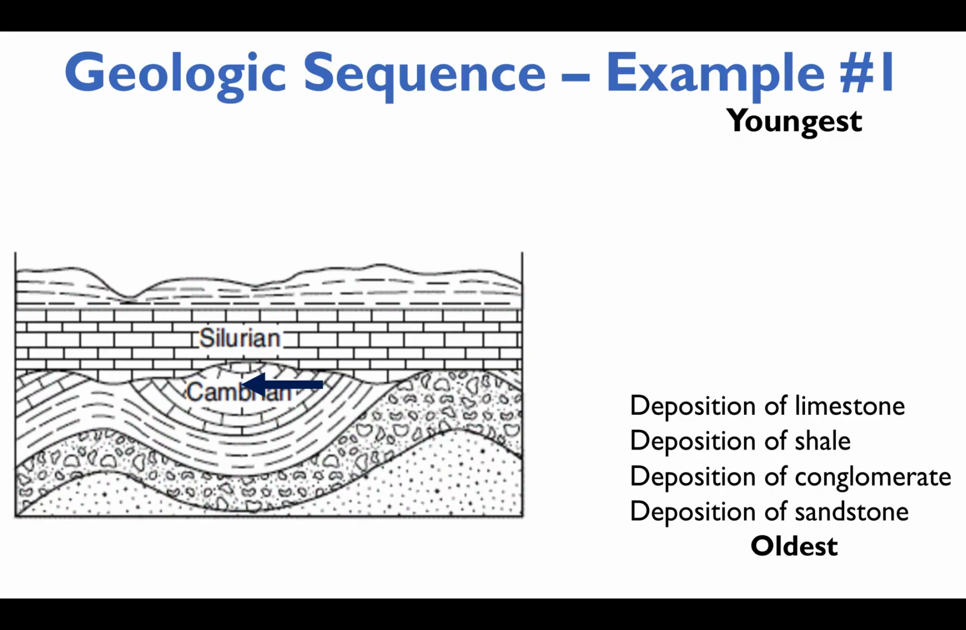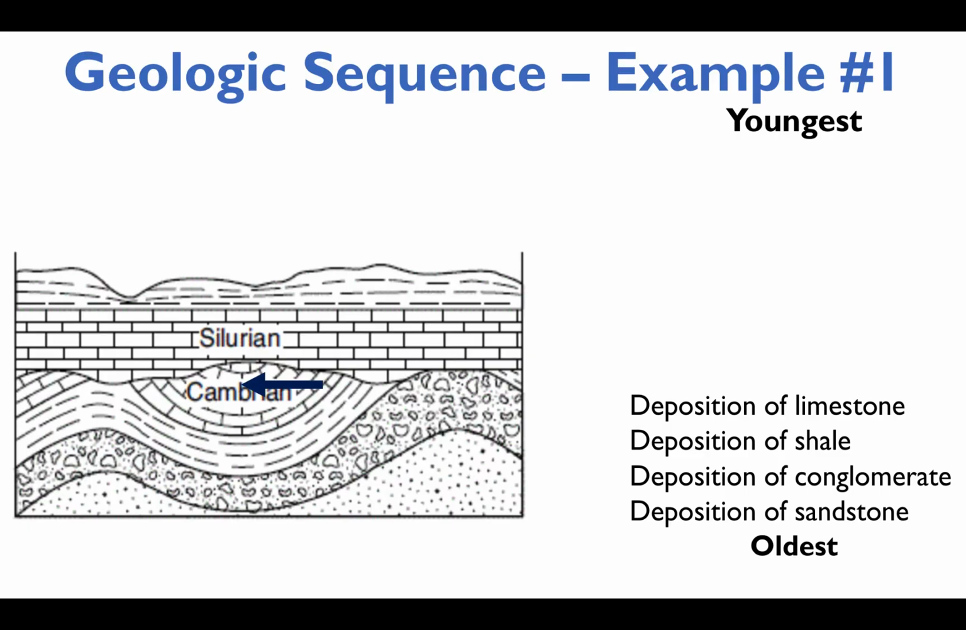After the conglomerate, we had the deposition of shale, followed by the deposition of limestone. Now, if we look at the 4 of these layers, you'll notice that they're not perfectly horizontal. According to the law of original horizontality, rock layers are deposited in horizontal layers. If they're not horizontal, something must have happened to disrupt them.